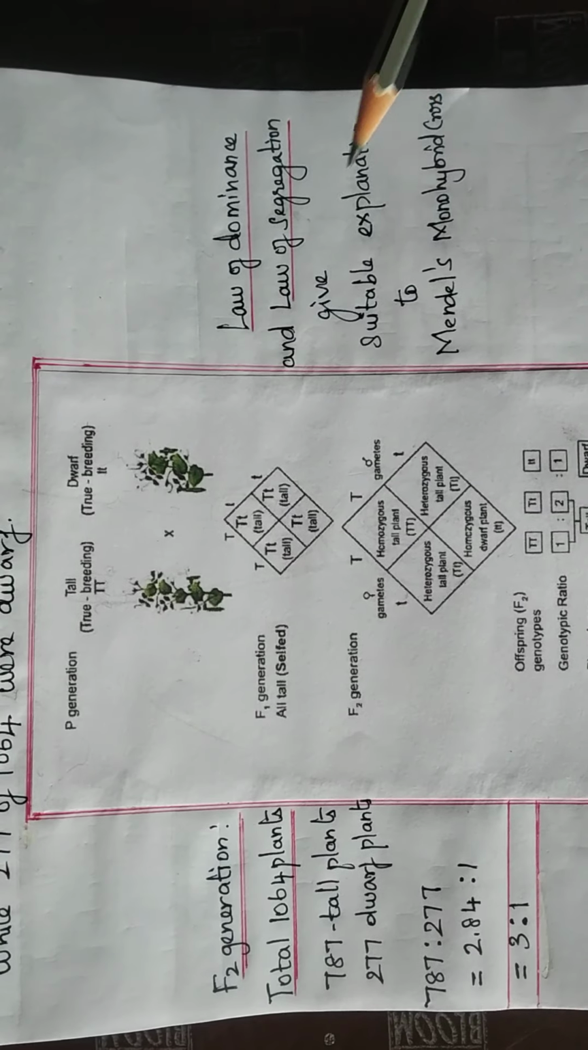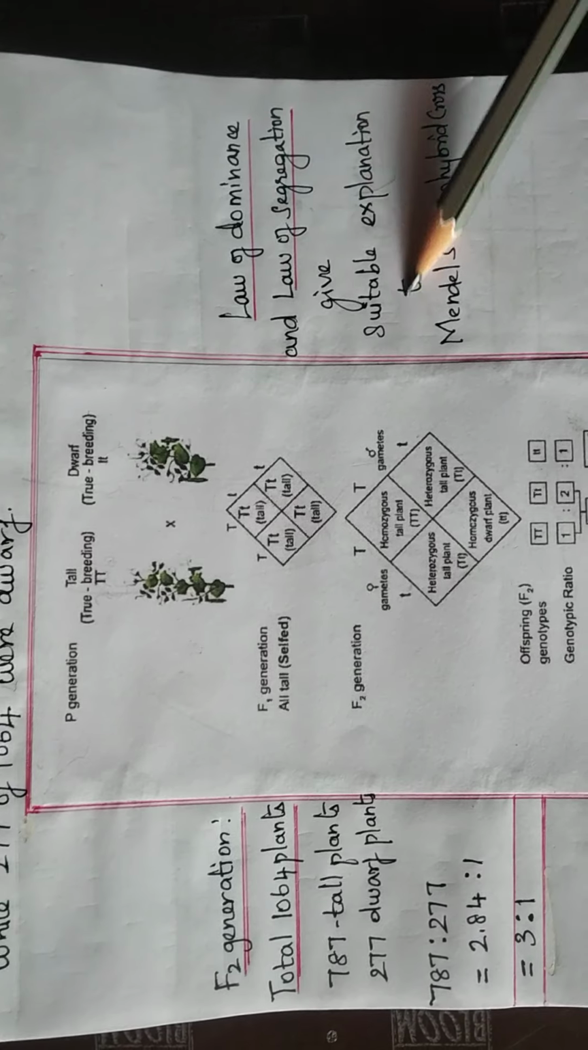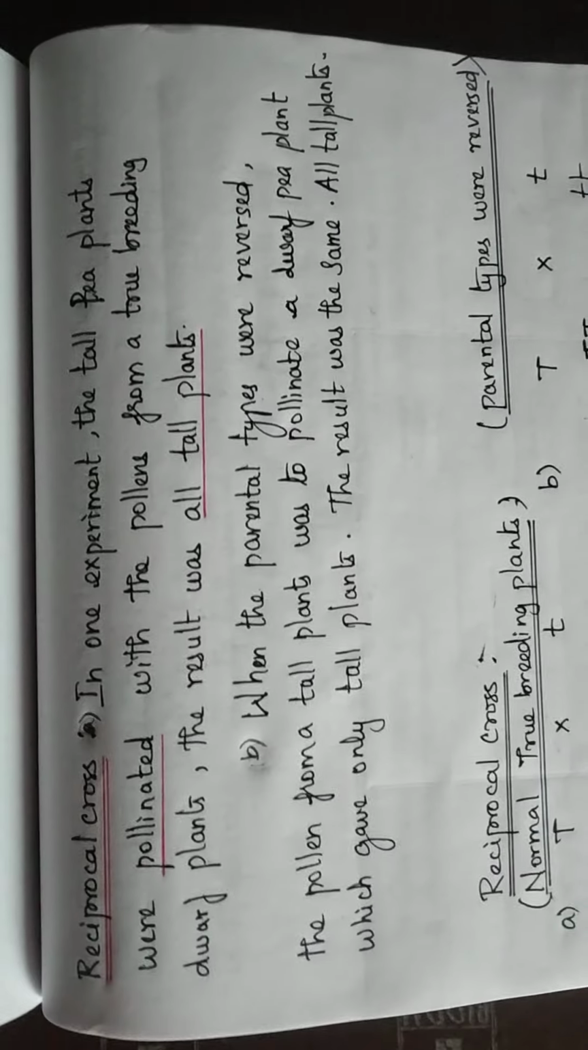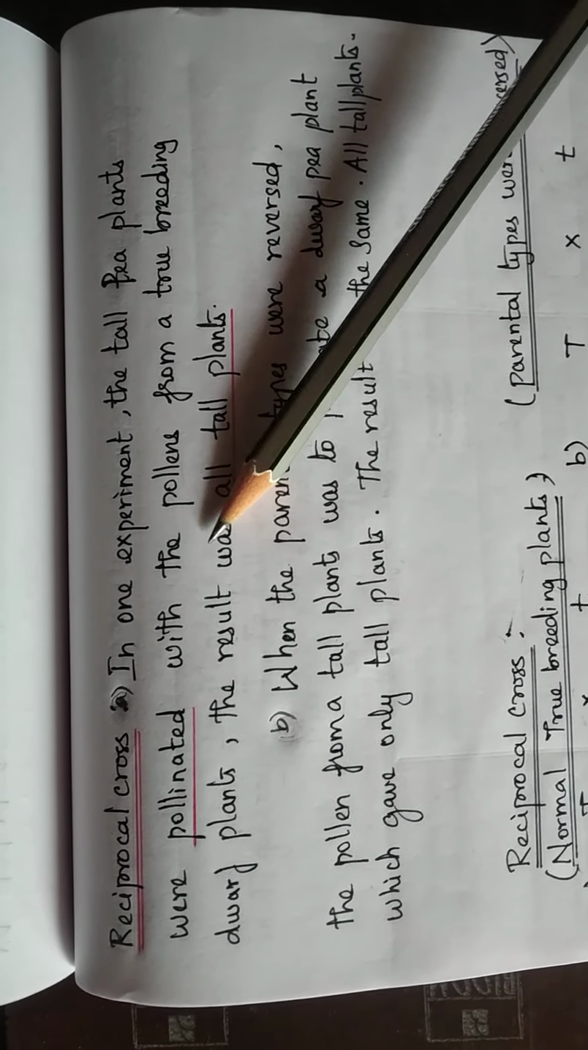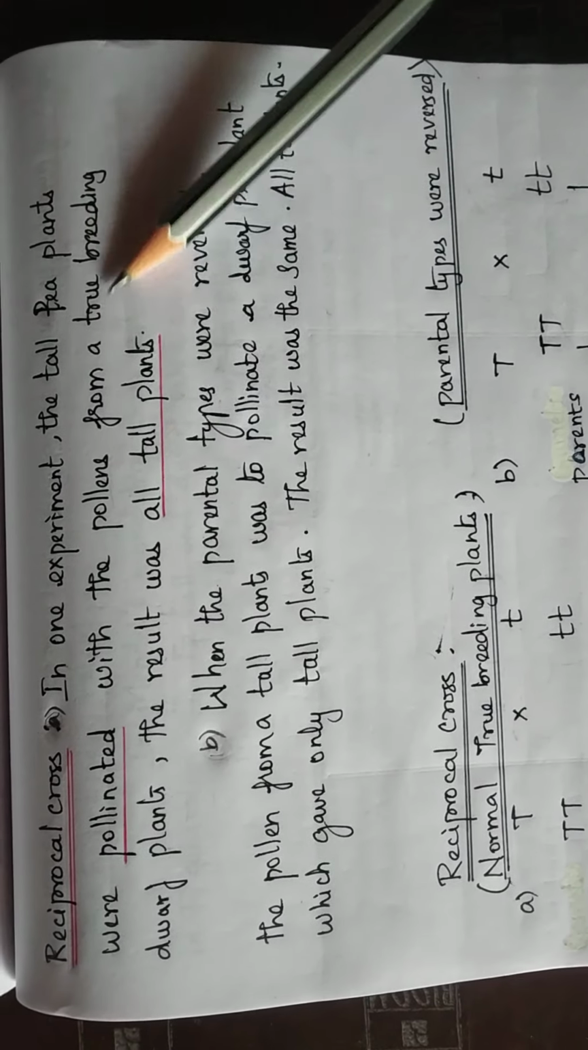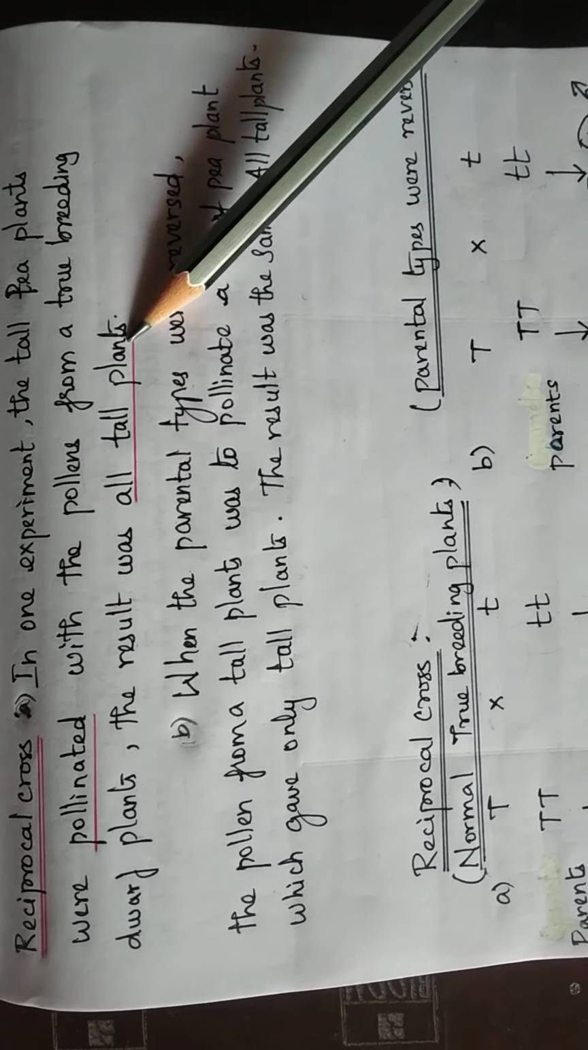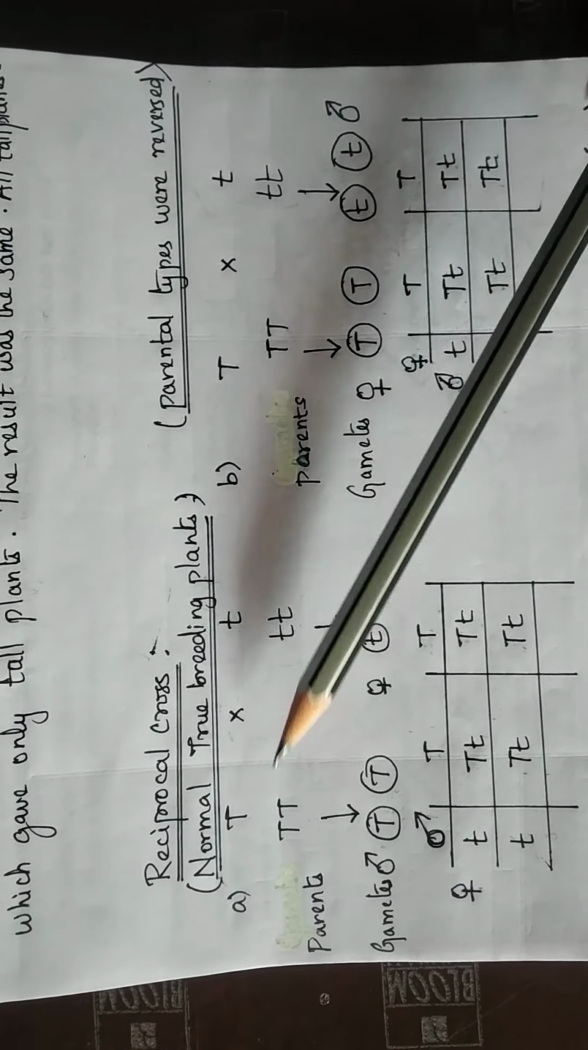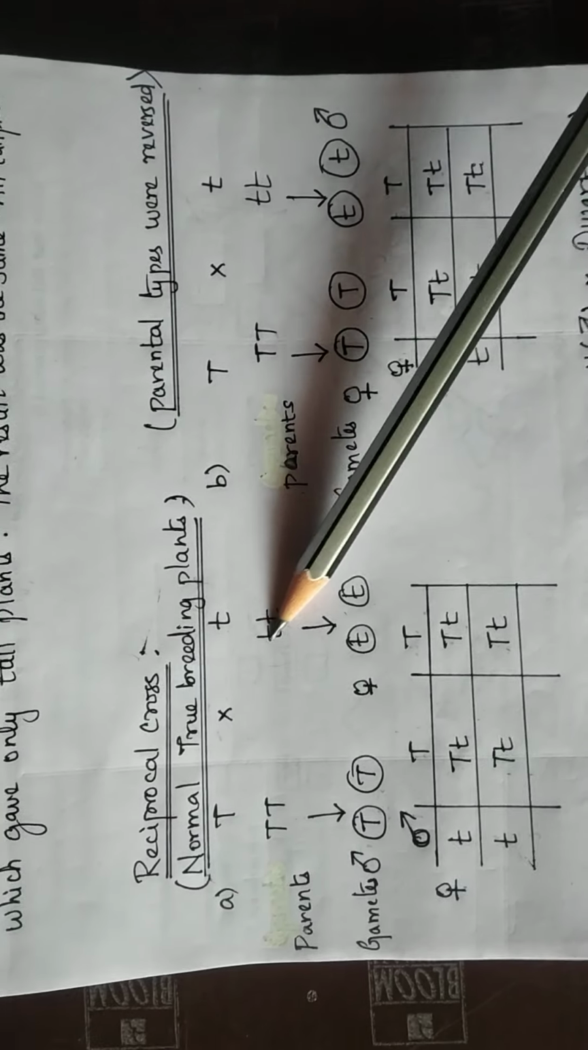So Mendel's monohybrid cross gives a suitable explanation of two laws, the law of dominance as well as the law of segregation. The character expressed is what is passed from the parents to the offspring. What is a reciprocal cross? In one experiment, the tall pea plants were pollinated with the pollen from a true breeding dwarf plant. The result was all tall plants. So normal true breeding tall plants were crossed with the recessive parent.